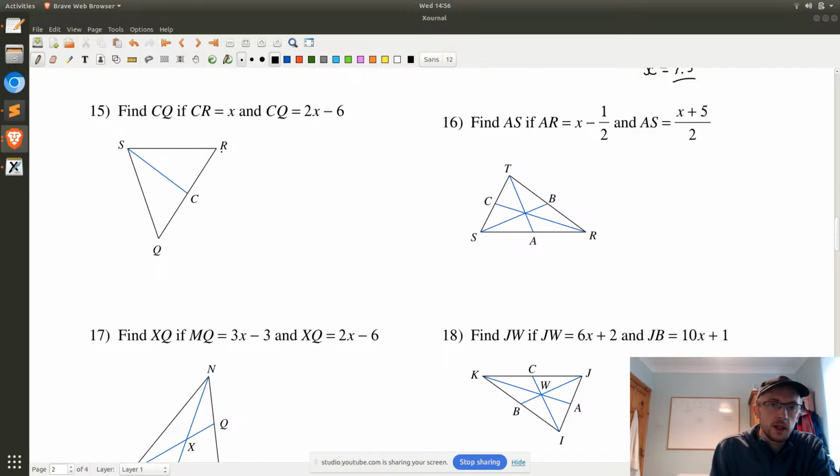Find CQ if CR is x and CQ is 2x take 6. So 2x take 6 is equal to x. So negative x is equal to negative 6. So x is equal to 6. So the length of CQ is 2 times 6 take 6, which is 6 itself.